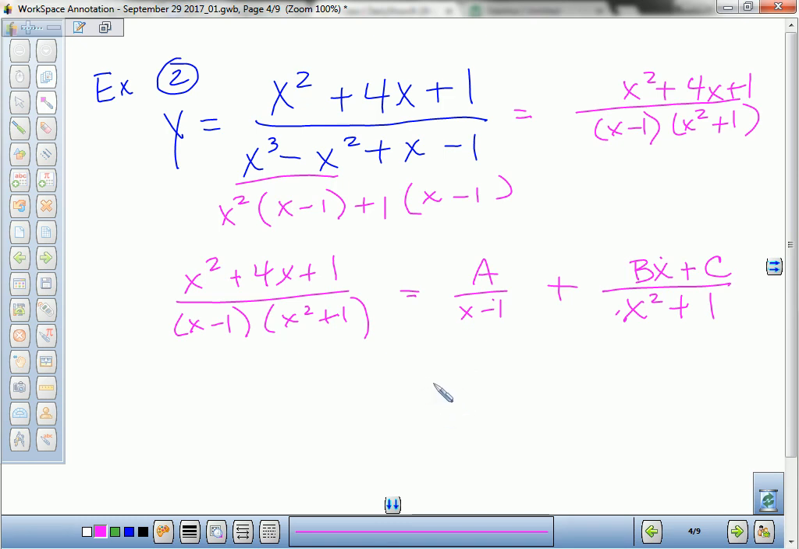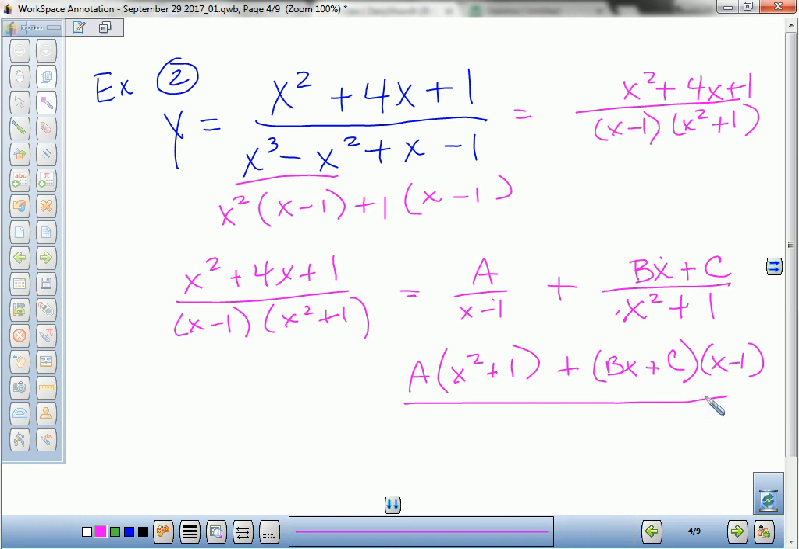All right, so we do the same process here. So the a has to be multiplied by the x squared plus 1, and the bx plus c has to be multiplied by x minus 1, so that we can now have this common denominator, so that we can set the numerators equal. Do you still need that? Do you have to put the common denominator in this situation? Do you just not put it?